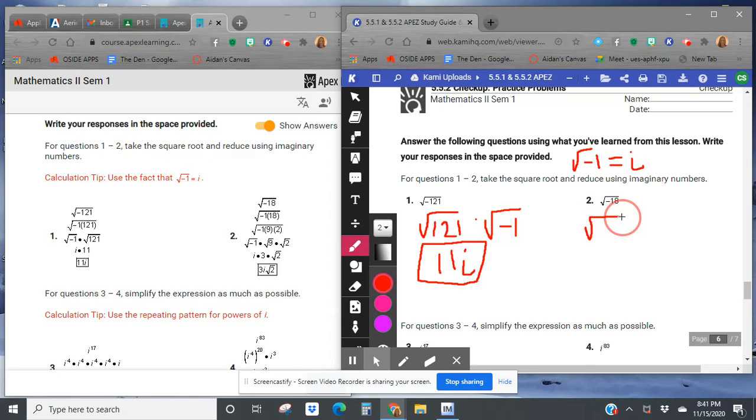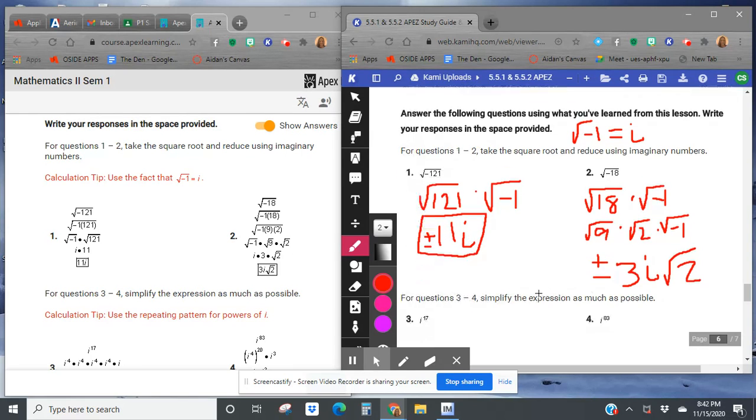Over here, let's break apart root 18. It could be rewritten as the square root of positive 18 times the square root of negative 1. But remember that root 18 could be rewritten as the square root of 9 times the square root of 2, and then times the square root of negative 1. Well, the square root of 9 is plus or minus 3, and the square root of negative 1 is i. And the square root of 2, nothing can happen with that, so we just leave it underneath. So this one would be a simplified radical of plus or minus 3i root 2. This one over here is also plus or minus 11i.